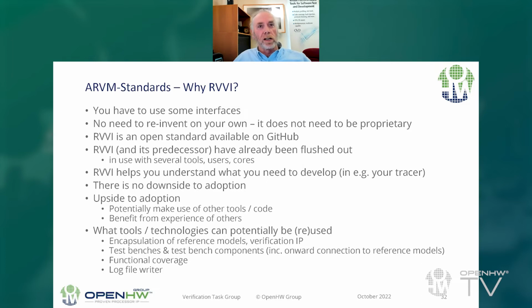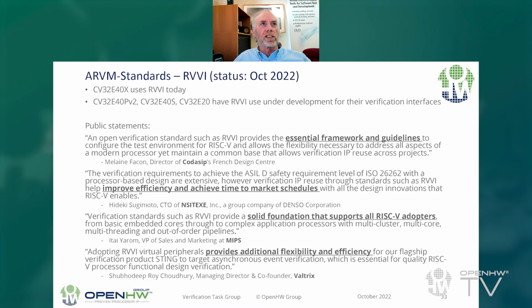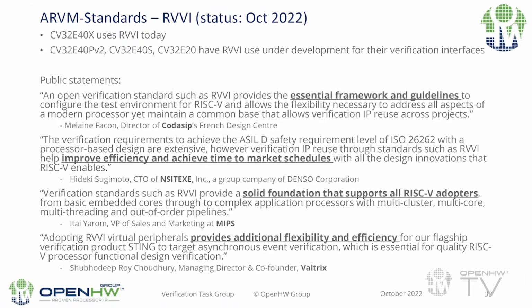Obviously we've been using it to encapsulate reference models and some verification IP in the test bench. We're now, as we're going to hear, talking about evolving and using it with functional coverage and log file writers and things like that. So there are some good questions about why it's needed. In terms of the status today, OpenHW is already using RVVI today in the 40X, and the 40PV2, the S, and the E20 already have the use of it under development in their roadmaps, and we're starting to get it up and streamed to use it.